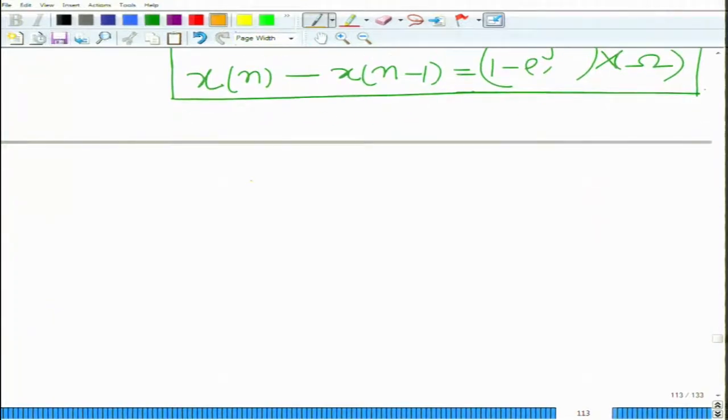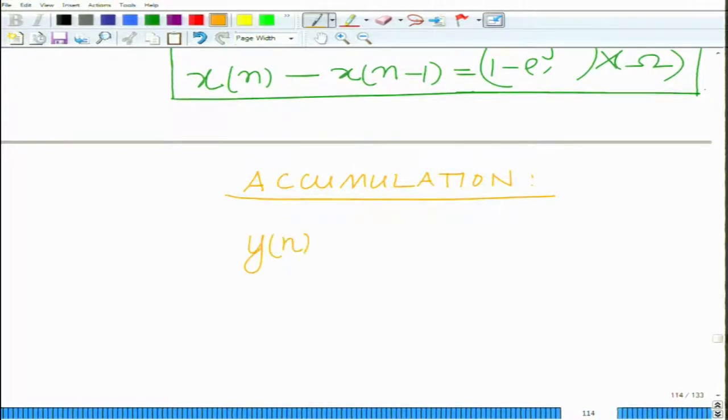Let us now look at another property. All these are small properties, but fairly useful in the manipulation and analysis of the DTFT of signals. A lot of these properties can be used together to derive the final DTFT or to analyze the system or signal under consideration. So, let us consider the accumulation, summation k equals minus infinity to n.